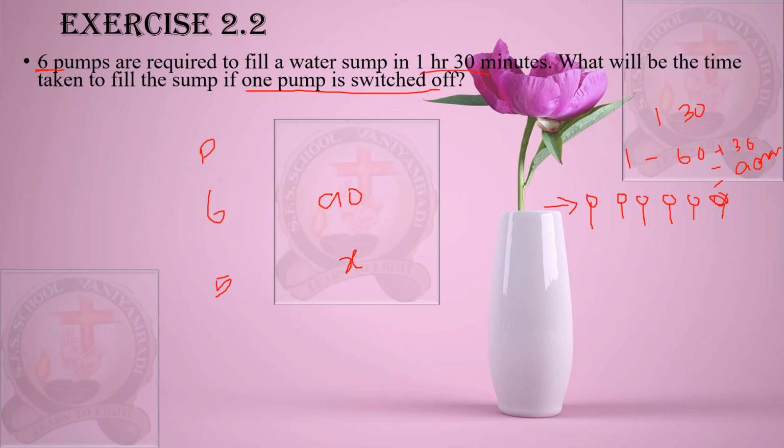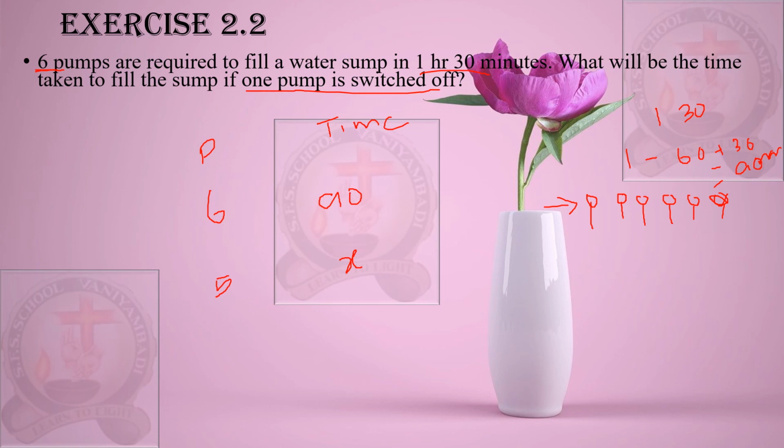Okay, if one pump is switched off means 5 pumps. Then for 5 pumps, how many minutes? There is only two things here. One is pumps, then time. Okay, time we can express in minutes and hours here. Okay, this is how we need to understand, children.